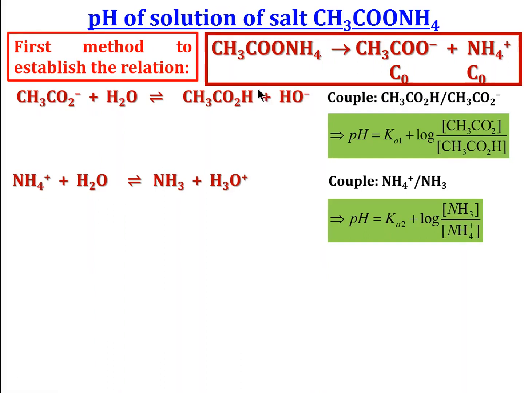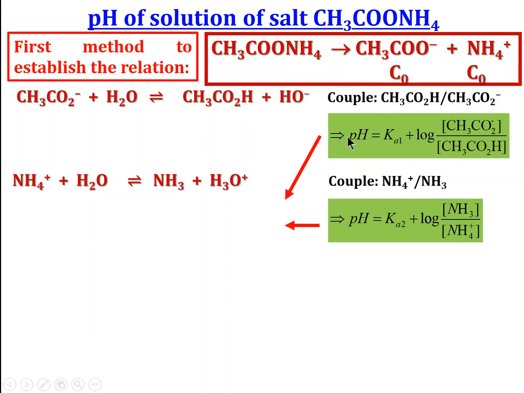Note that the dissociation of CH3COONH4 produces CH3COO-, which is a base, and NH4+, which is an acid. So by theory, a reaction will take place between the base and the acid. But since the reaction is highly advanced in the direction of the dissolution, the reaction in the opposite direction is practically limited. Therefore, CH3COO- and NH4+ behave as free ions in the solution. So the pH of the solution can be determined by couple 1 or by couple 2.